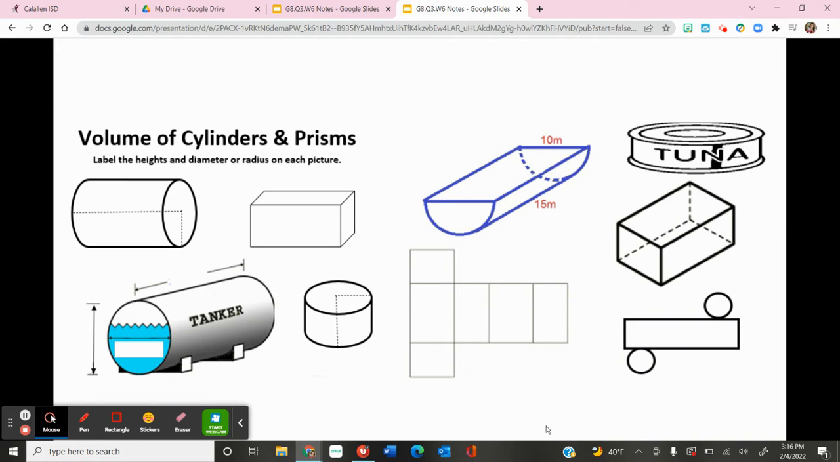In this video, we'll be going over volume of cylinders and prisms. Here the directions want us to label the heights and diameter or the radiuses on each picture. So looking here at this first picture, we have a cylinder.